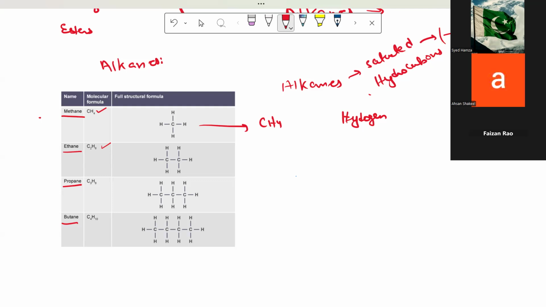Their only identity is that they'll have single bonds. Okay, you can see it from here. CH4 methane, what is inside it? You only have single bonds. You have carbon and hydrogen, and you only have single bonds.